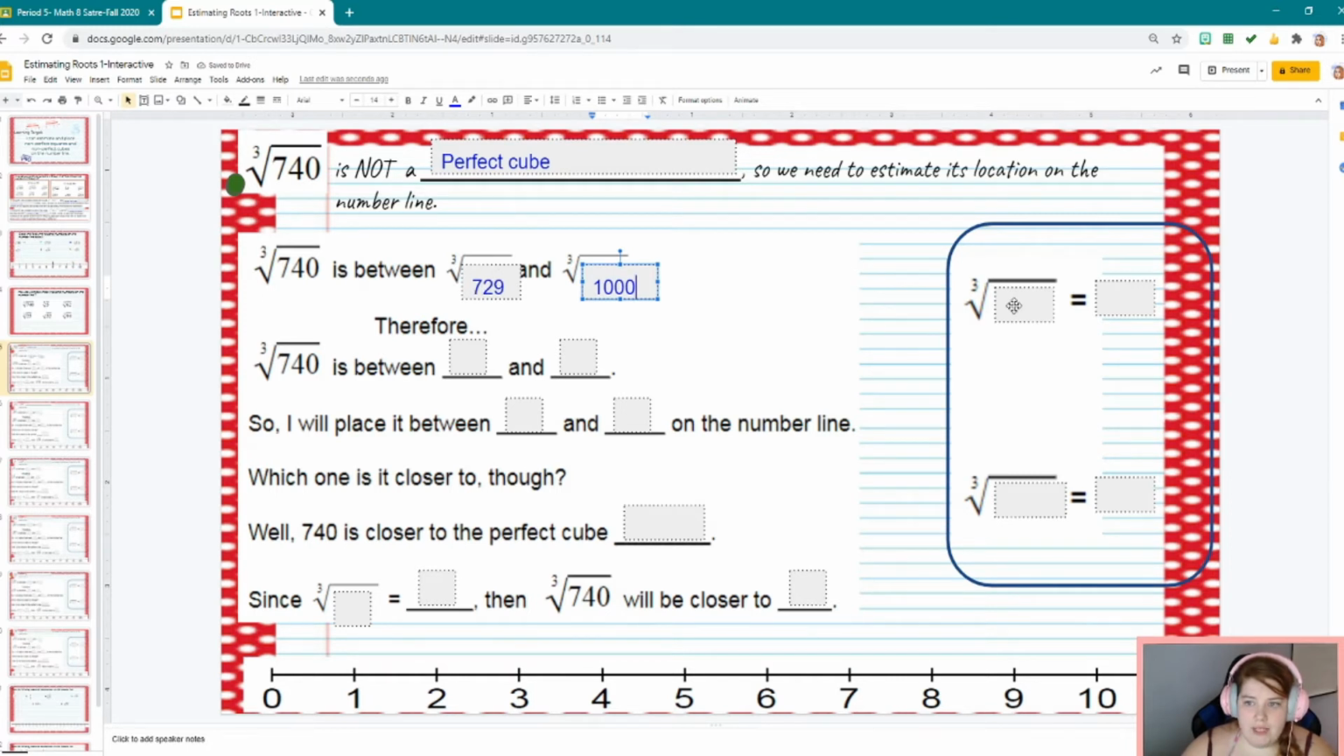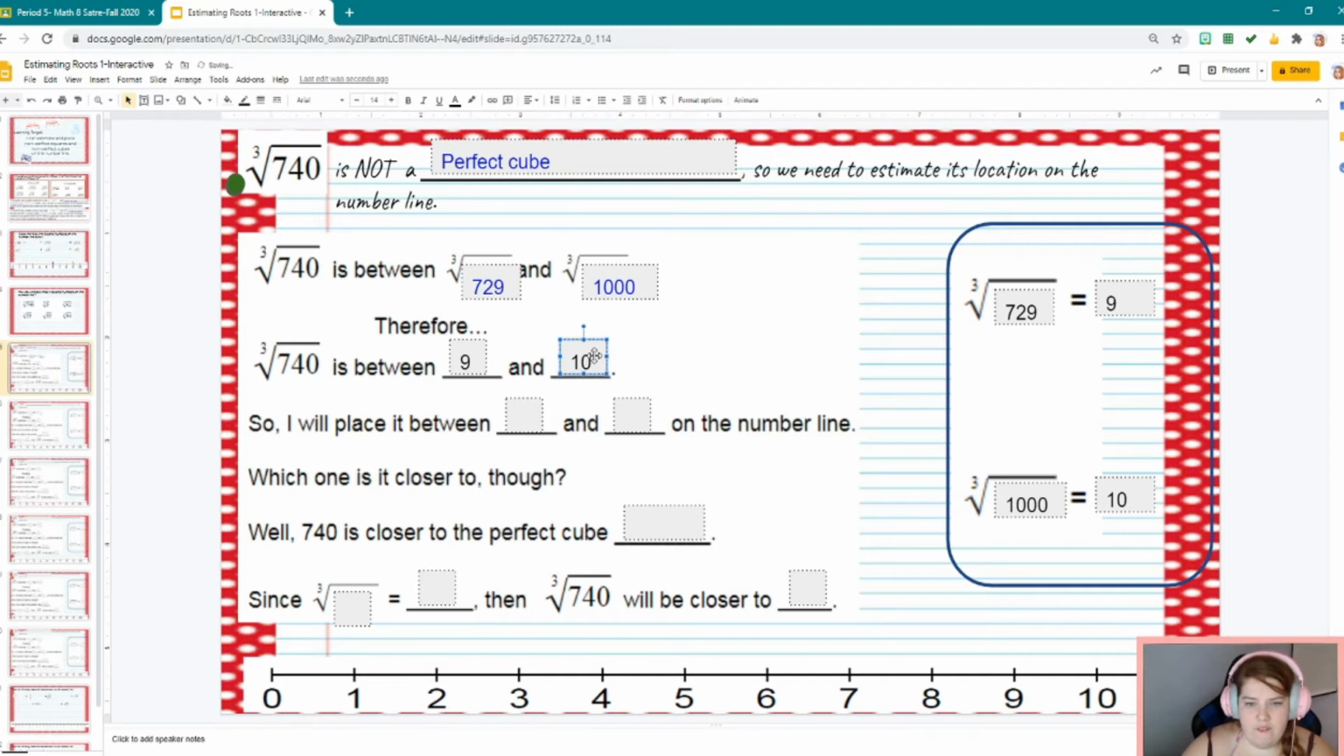Now, because I know it's between those, 729 and 1,000, I can figure out the integers it's between. The cube root of 729 is 9 because 9 times 9 times 9 is 729. Just like the cube root of 1,000 is 10 because 10 times 10 times 10 is 1,000. Therefore, we know that the cube root of 740 has to go between 9 and 10.